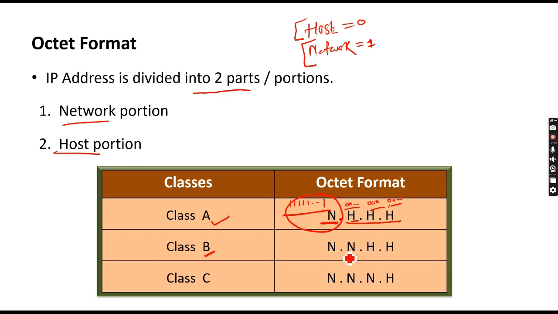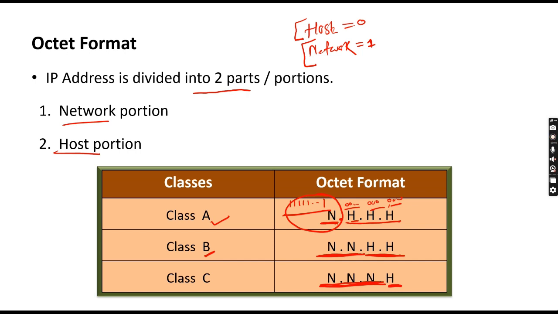Similarly for class B, 2 network portions are reserved. In the sense, 16 network bits are reserved, 16 host bits are empty. For class C, 24 network bits are reserved, only one host portion is there, which can be changed. So this is very important to remember.